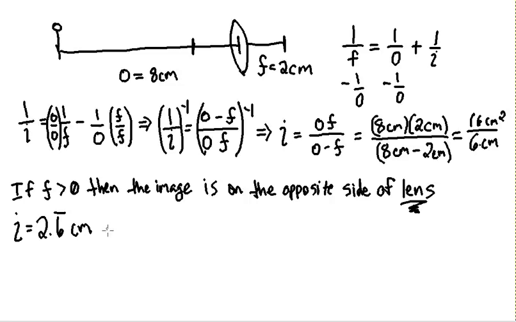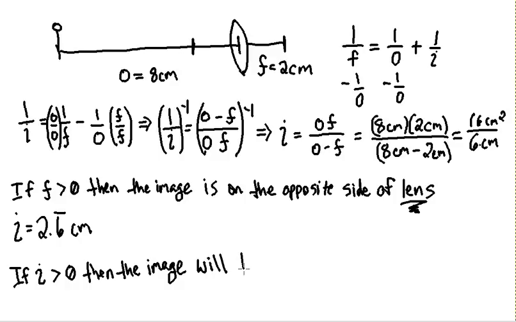Now, another thing that you need to know: if your image distance is greater than 0, meaning it's a positive number, then the image that's created by this lens, and in this case it's the same for a mirror too, the image will be inverted, meaning upside down, and real, meaning the light rays actually do come together.